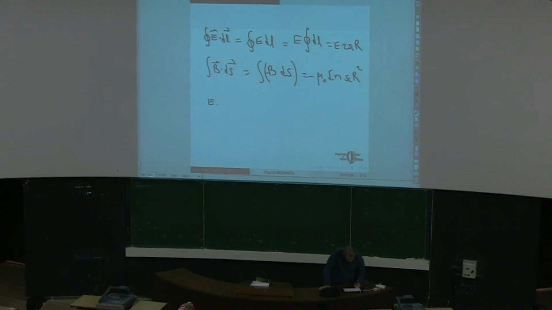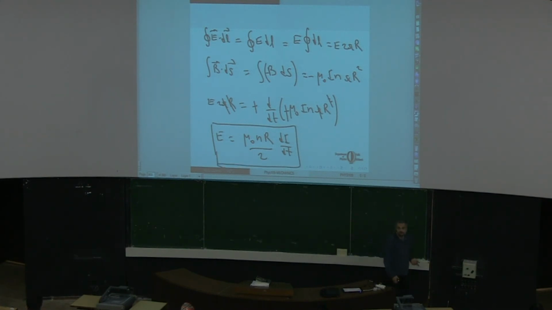So E times 2 pi r, again Faraday's law, should be equal to minus d by dt of minus mu 0 I n pi r squared. These minuses become plus, r cancels, pi's cancel. So the electric field has the magnitude mu 0 n times r dI by dt over 2. There should be such an electric field.